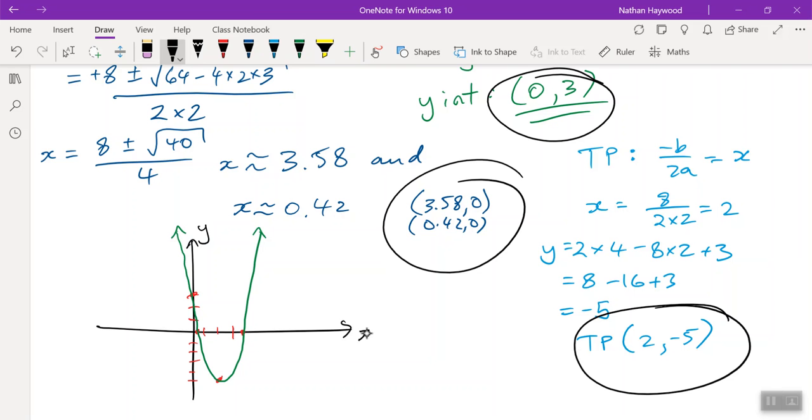Y, X, 3. How many? Not 10. Okay, so I think what I've confused myself is, I got the x equals 8 over 4 equals 2. Yep. But then the y equals 2 times 4 take 8, 8 times 2 plus 3. Sometimes I skip stuff.